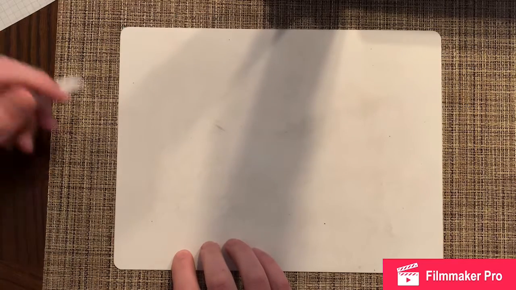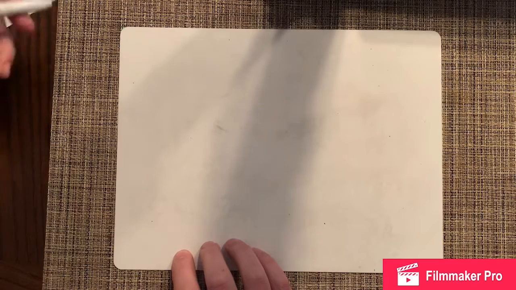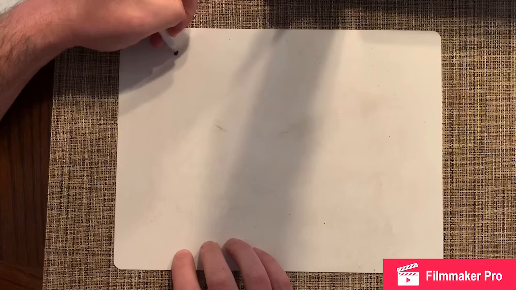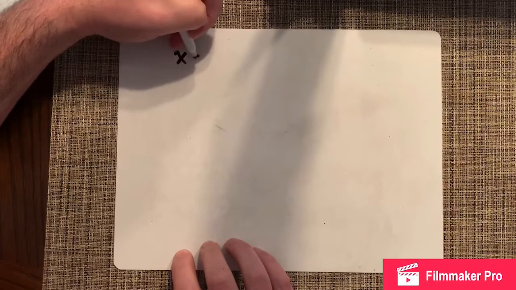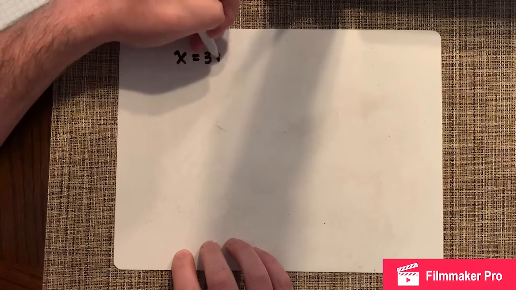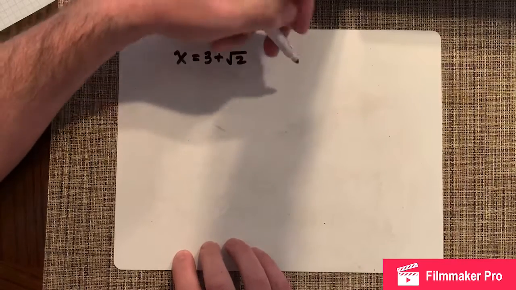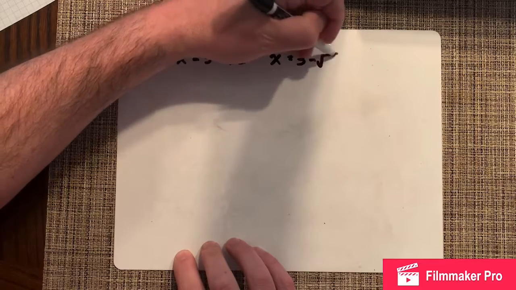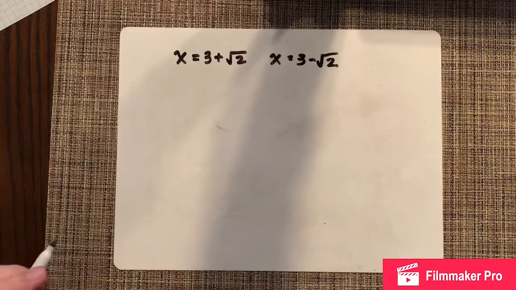So I'm going to start out kind of different though. This is probably not something you've seen before or seen yet. We do it a lot in Algebra 2 and pre-calculus, but let's suppose we have a quadratic equation with two solutions. x equals 3 plus the square root of 2, and x equals 3 minus the square root of 2. So if I look at those two solutions, I'm going to build an equation based upon those two solutions.